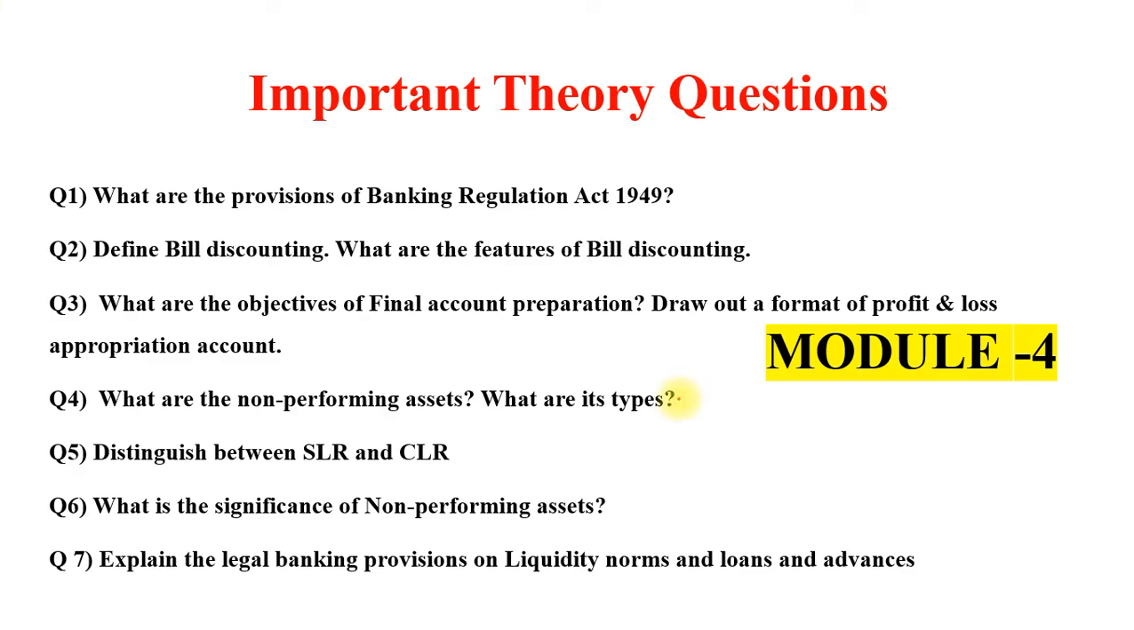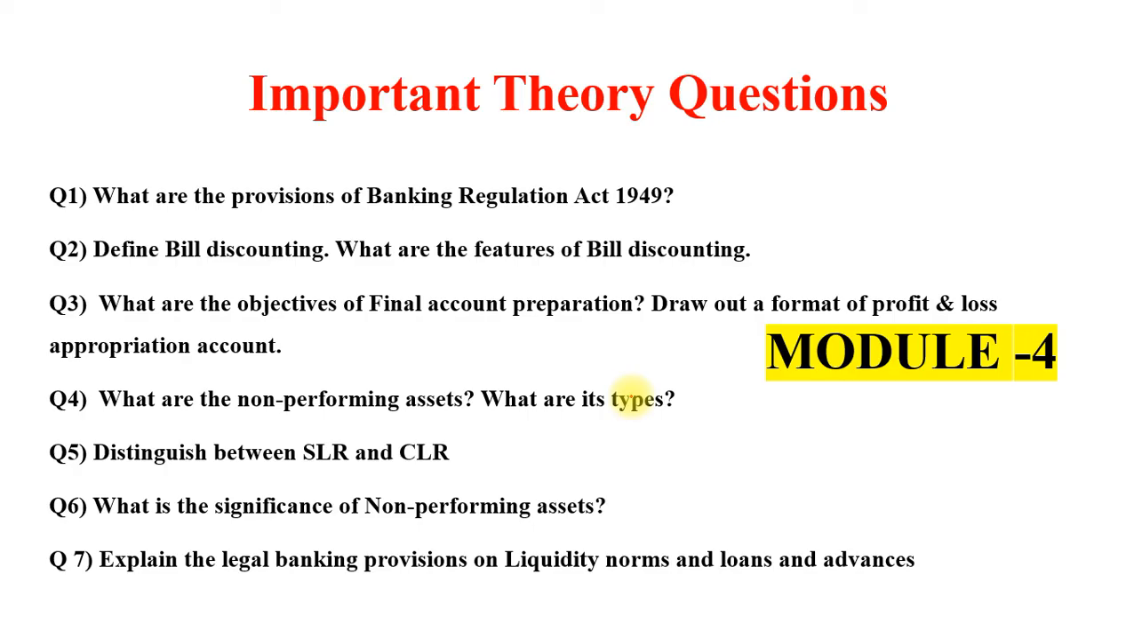Next, we have module 4. What are the provisions of the Banking Regulation Act of 1949? Define bill discounting and what are the features of bill discounting? What are the objectives of final account preparation and draw out a format of profit and loss appropriation account? What are non-performing assets and what are its types? Distinguish between SLR and CLR. What is the significance of non-performing asset and explain the legal banking provision of liquidity norms and loan and advances.